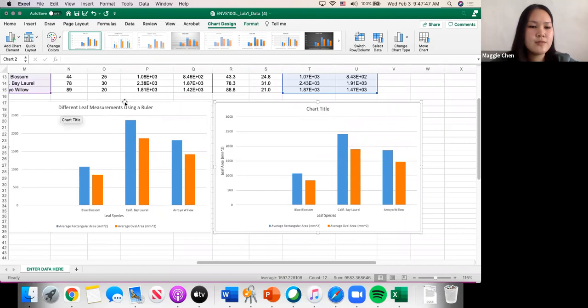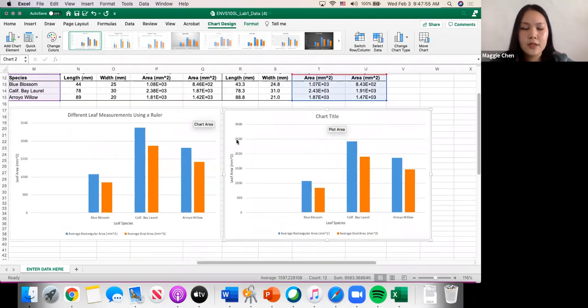You can again just rewrite it as different leaf measurements using a caliper or using calipers or something else, however you've been naming it. But these are our two Excel charts that we've made. And this is it for the Excel portion. Did anybody have any questions about how to make these charts? Okay, so this is it for the Excel portion.